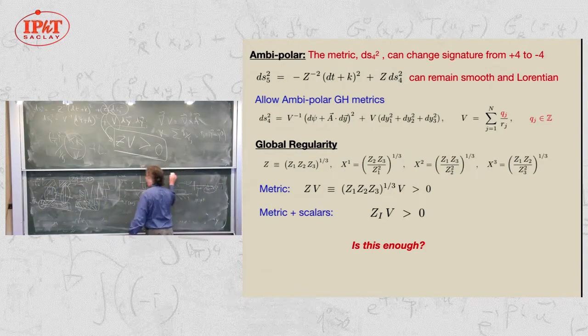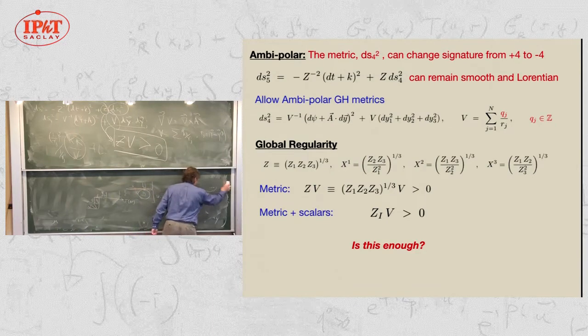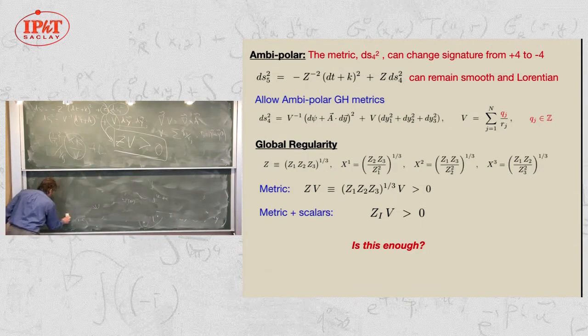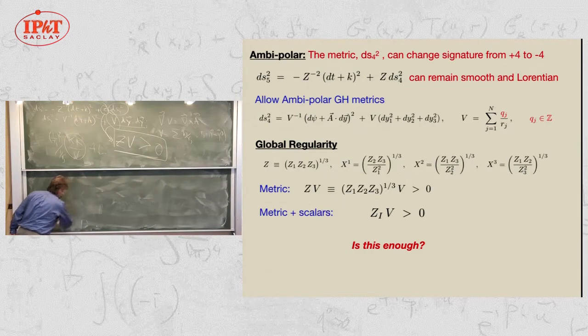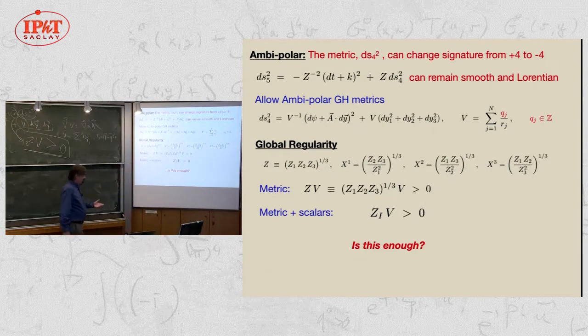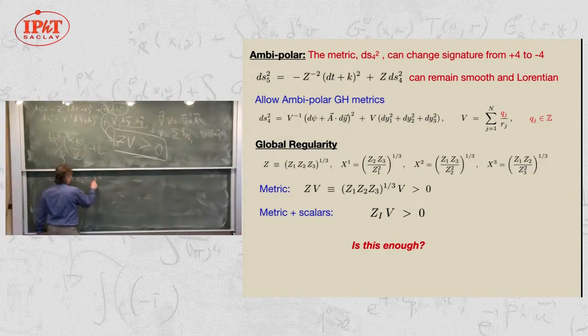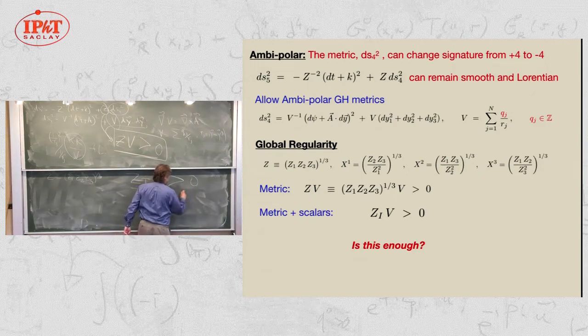Now, I didn't say it explicitly. If you go back to the BPS ansatz, the Z_I were also constrained to relate to the scalar fields. In the BPS story, you have these X^I, these scalars, and they're related to the Z's through the BPS equations. I think I may have neglected to say that. But the important point is that Z2 and Z3 have to have the same sign, Z1 and Z3 have to have the same sign, and Z1 and Z2 have to have the same sign. So all the Z's have to have the same sign. And since Z, the big Z, is the geometric mean of all three of them, that, combined with this, tells you that you must have Z_I V strictly positive for each I. So that's the last sort of obvious regularity condition.